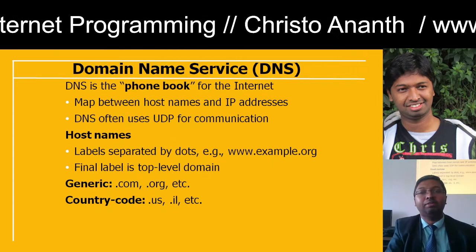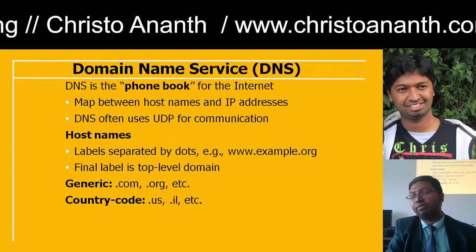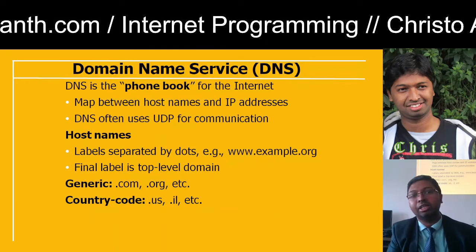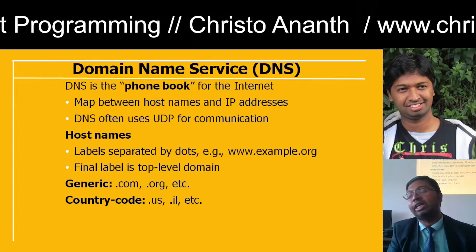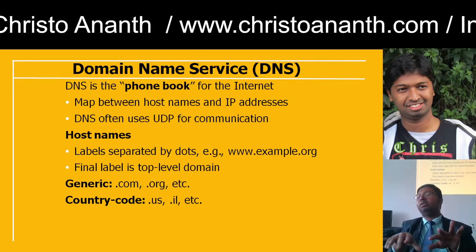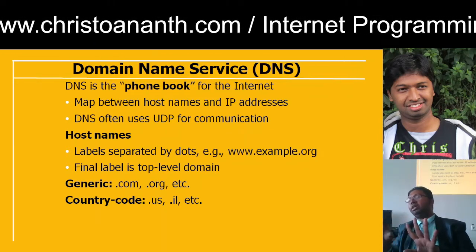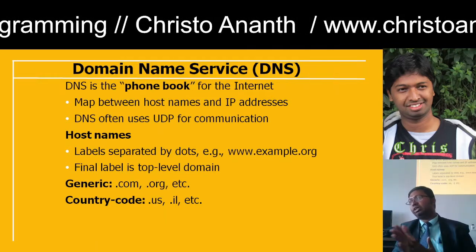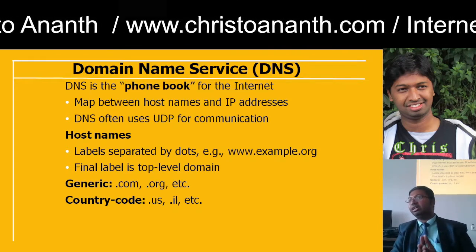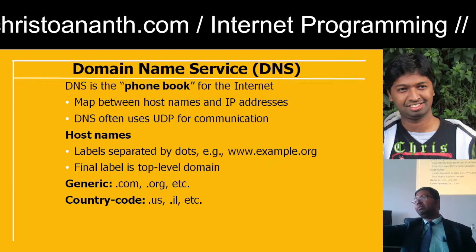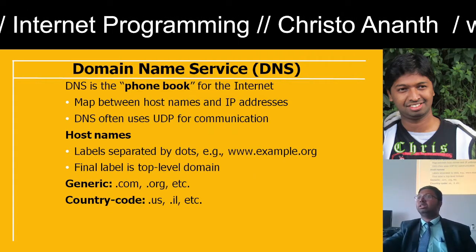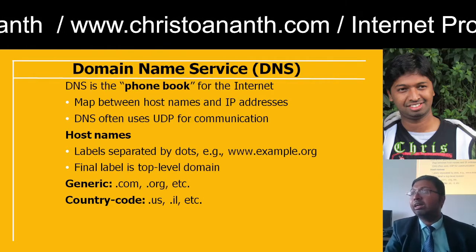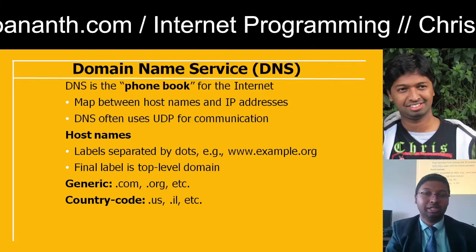Then we have the DNS, domain name service. It is the phone book of the internet. It is considered a map between host names and IP addresses. Normally DNS uses the user datagram protocol for communication. The host names, for example, www.google.com, www.samdu.uz. The final label is the top level domain. We have the generic domains, .com, .org, .net. But if you have the country code, for example, .uz, .us, .il, for example Israel has .il. Maybe India, .in.